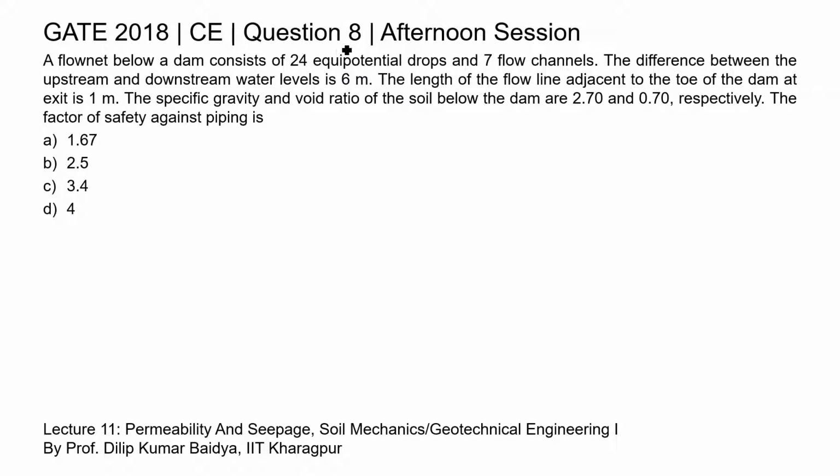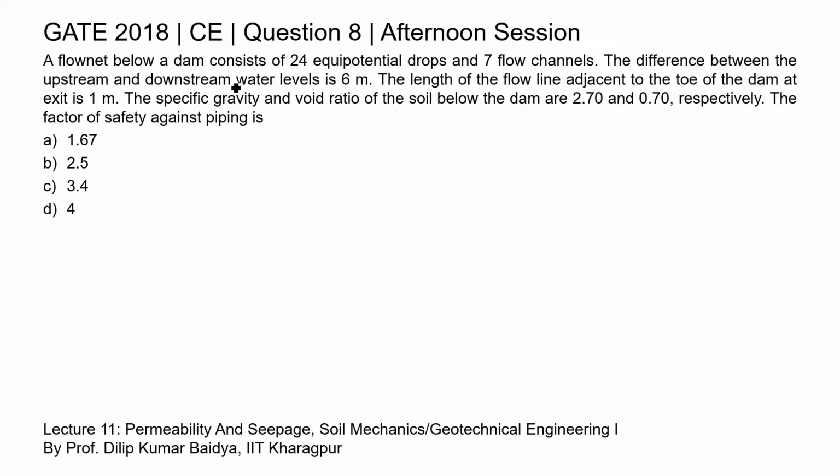This is question 8 of civil engineering paper of GATE 2018 afternoon session. A flow net below a dam consists of 24 equipotential drops and 7 flow channels. The difference between the upstream and downstream water level is 6 meter. The length of the flow line adjacent to the toe of the dam at exit is 1 meter. The specific gravity and void ratio of the soil below the dam are 2.70 and 0.70 respectively. The factor of safety against piping is.